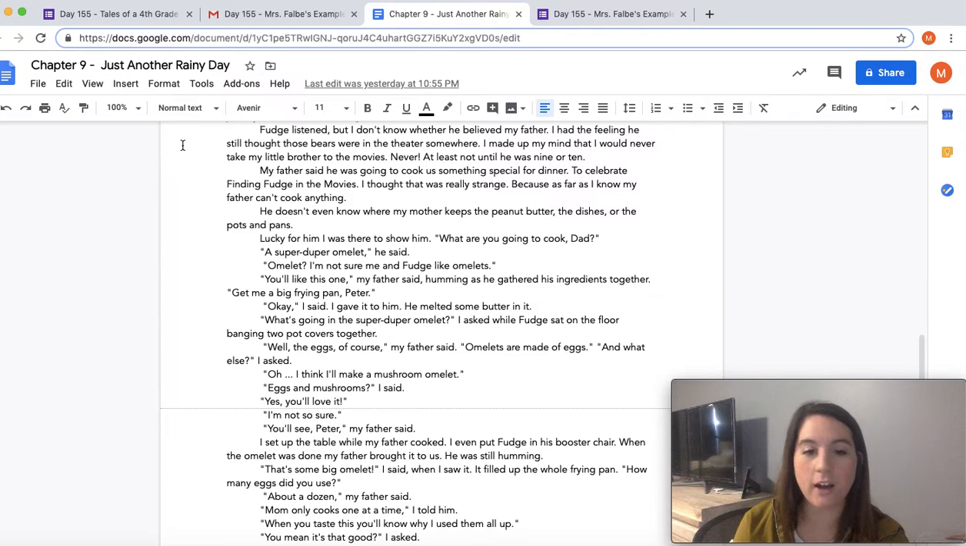"Oh, I think I'll make a mushroom omelet." "Eggs and mushrooms?" I said. "Yes, you'll love it." "I'm not so sure." "You'll see, Peter," my father said. I set up the table while my father cooked. I even put Fudge in his booster seat chair. When the omelet was done, my father brought it to us. He was still humming. "That's some big omelet," I said when I saw it. It filled up the whole frying pan. "How many eggs did you use?" "About a dozen," my father said. "Mom only cooks one at a time," I told him. "When you taste this, you'll know why I use them all up." "You mean it's that good?" I asked.